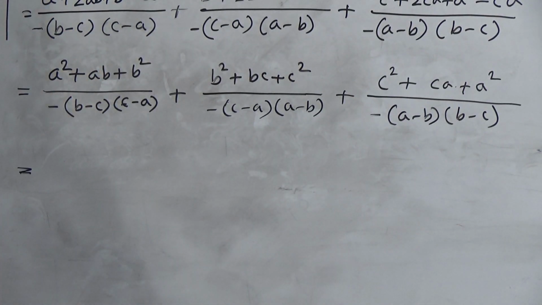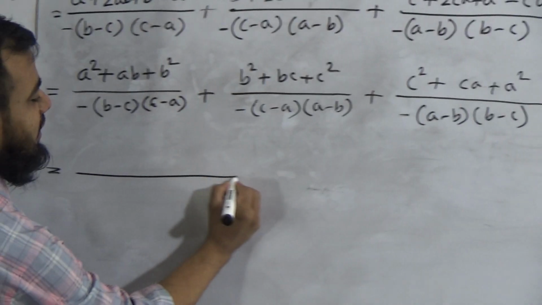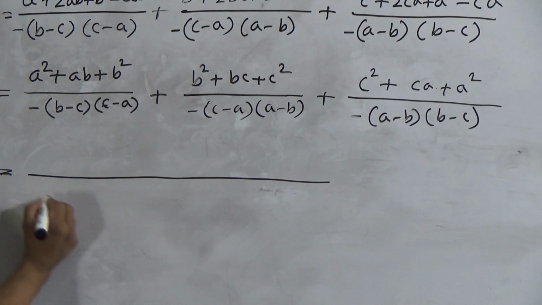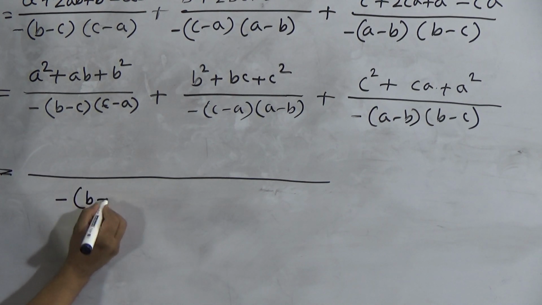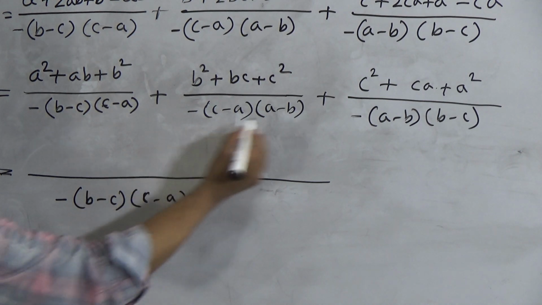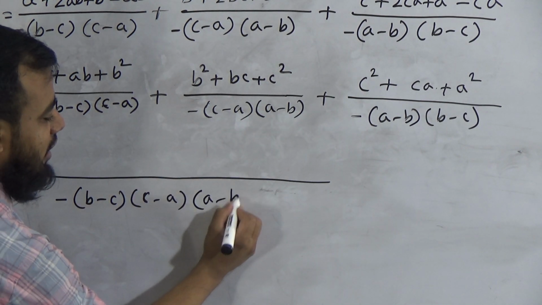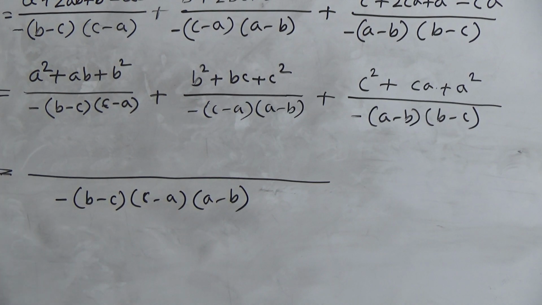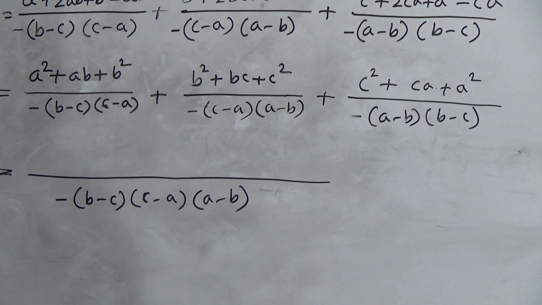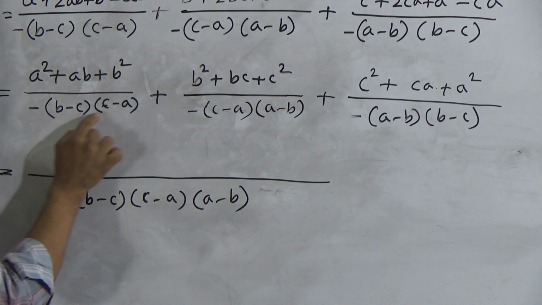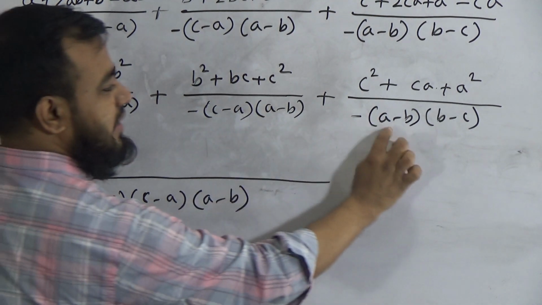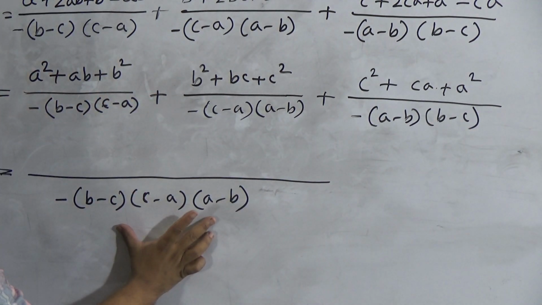To add three terms, we will take the LCM of the denominators. The LCM of the denominators is what? Minus B minus C, C minus A, and A minus B will be our denominator, because this is the LCM of the three denominators. Okay, our denominators are minus B minus C, C minus A, minus C minus A, A minus B, and minus A minus B, B minus C. All the terms are present here.